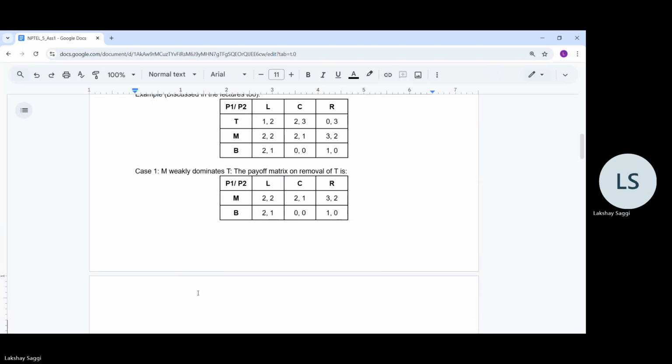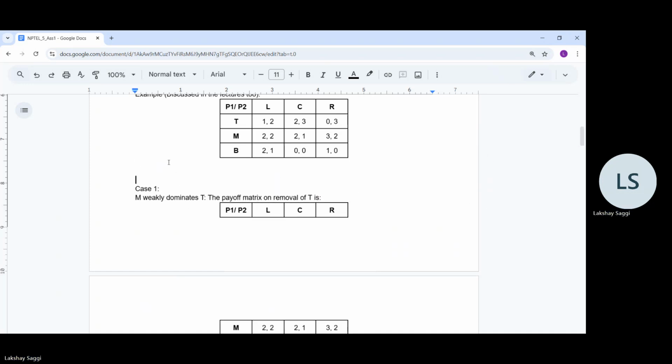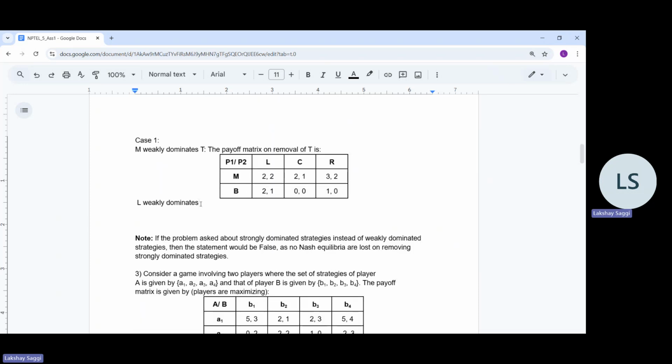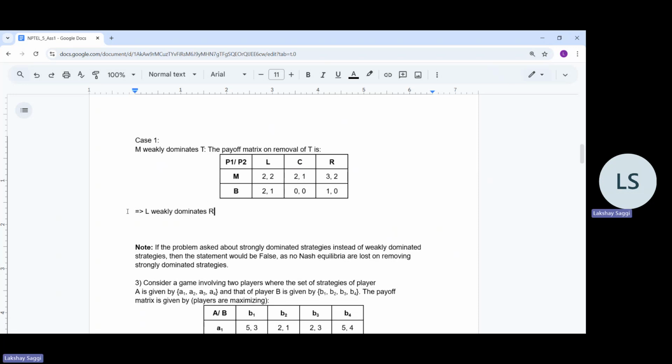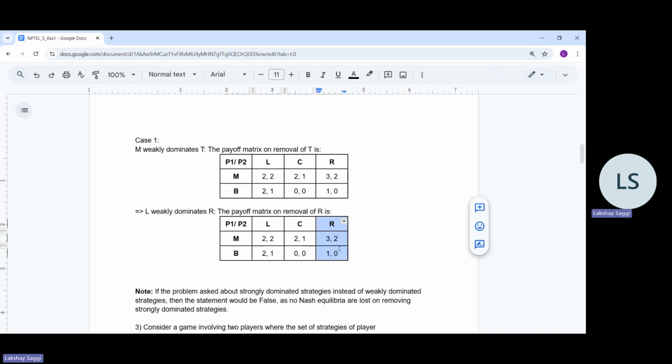So again, we can see that L weakly dominates R. Maybe I should just put all of this on a new page, so everything is together. So now L weakly dominates R, which implies that we can remove R. The payoff matrix on removal of R will look something like this. I just copy and paste the payoff matrix and remove the R from here.